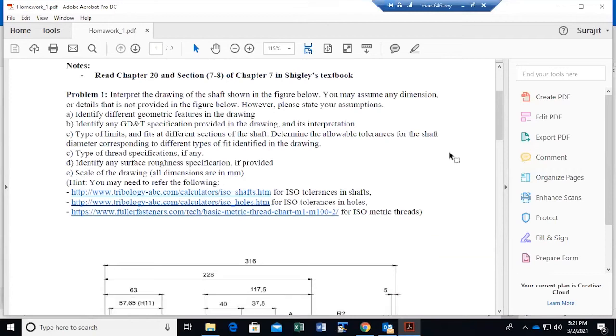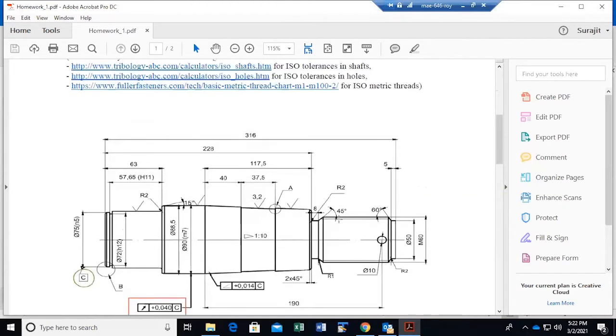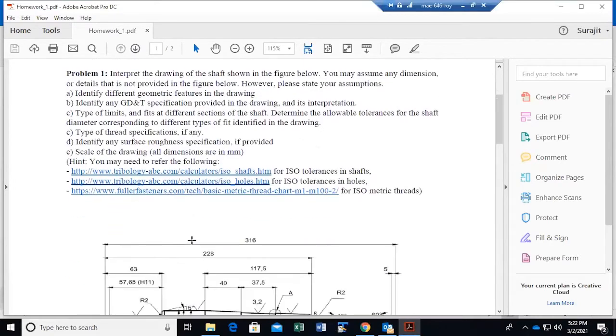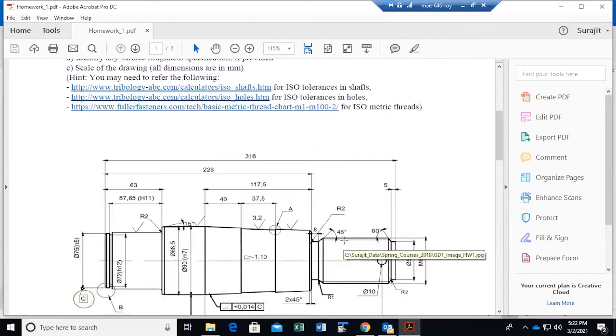So, problem number one basically gives you a specific drawing from one reference and one source, which I have mentioned. What it asks is that you identify all the geometric features. When I say features, if you have been following the lectures on GD&T features, these are features that can be measured using a vernier caliper, across two opposite ends of the vernier caliper.